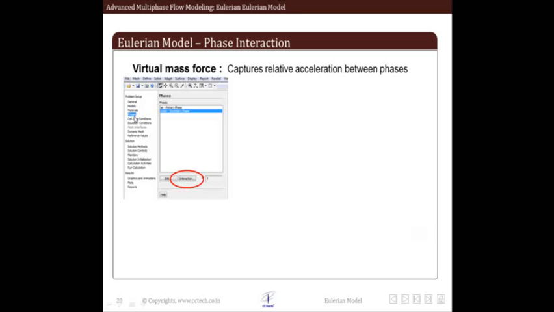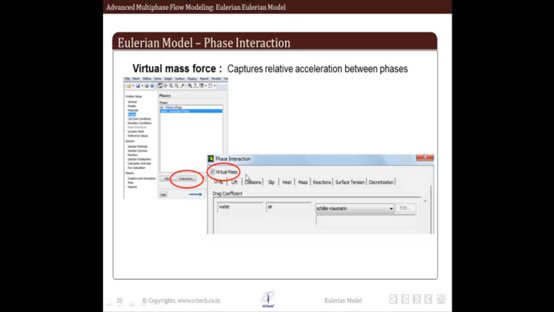To define the virtual mass force, we go to phases and then click on interaction, and there is a tick option available called virtual mass. If we tick it, then virtual mass force is considered. If we do not tick it, then it is neglected.